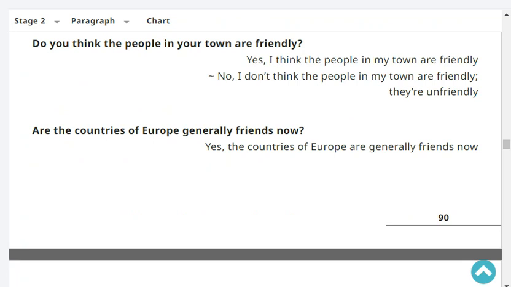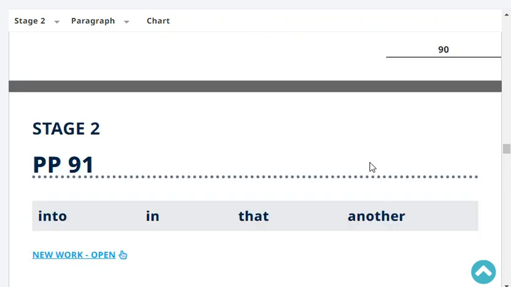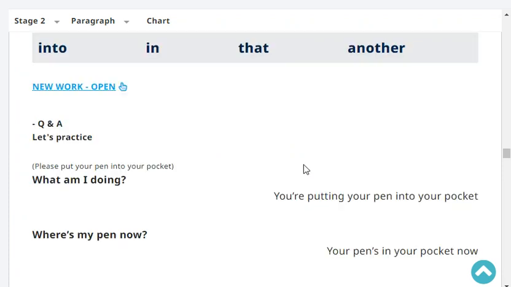Are the countries of Europe generally friends now? Yes, the countries of Europe are generally friends now. Friends, like not enemy. Friends now. Very good.